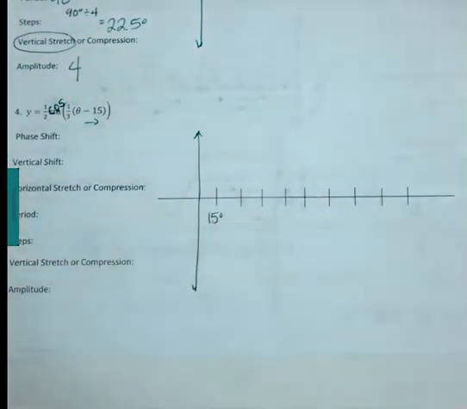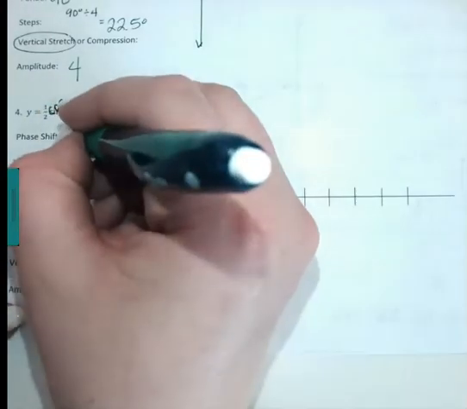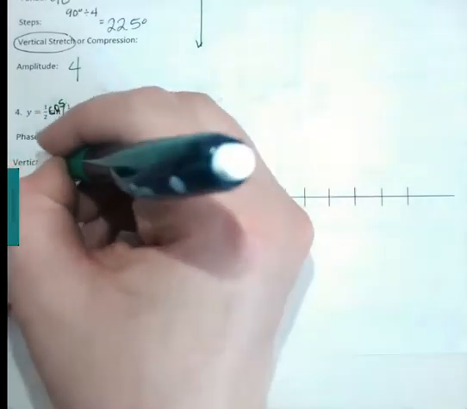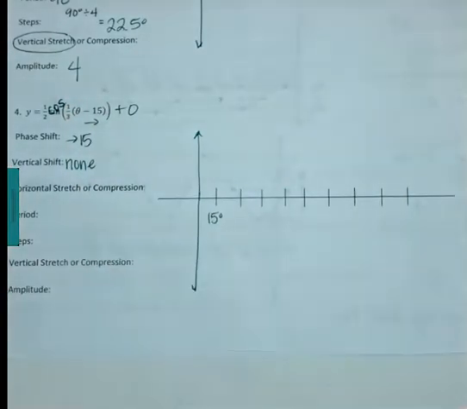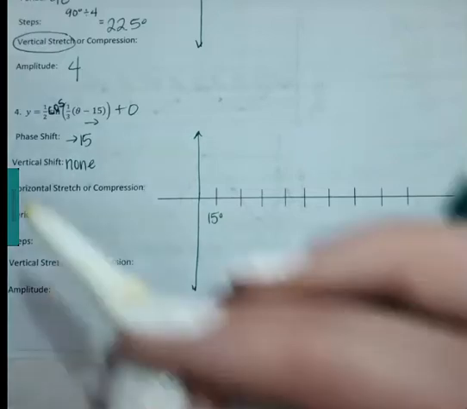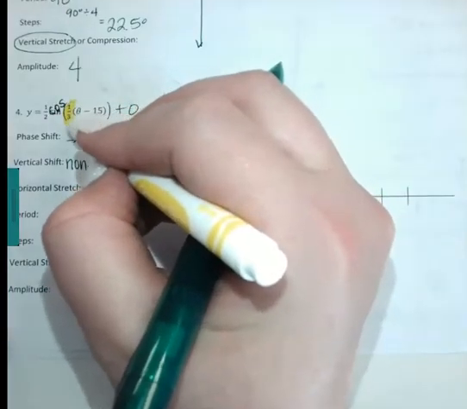Now, do I also have a number that's going to move it up or down? No, so I'm going to put none. Or if you want to, you can think about it like you have a plus here at the back. So I'm not moving it up or down, I'm only moving it to the side. Next I want a horizontal stretch or compression. Remember, that's the inside number. So what's the inside number here?